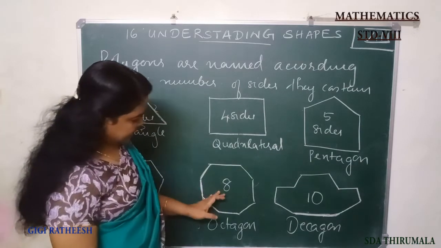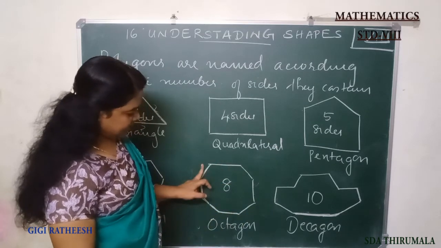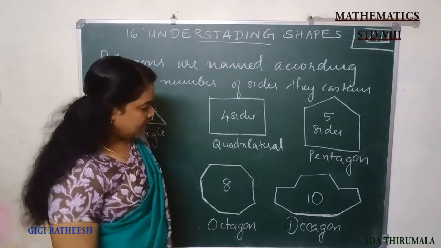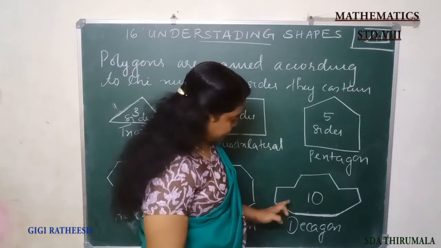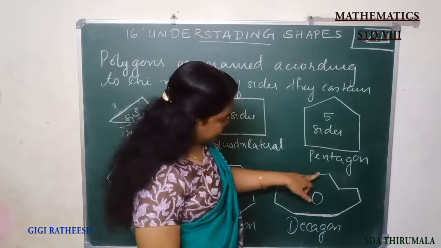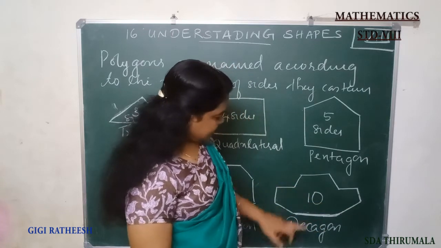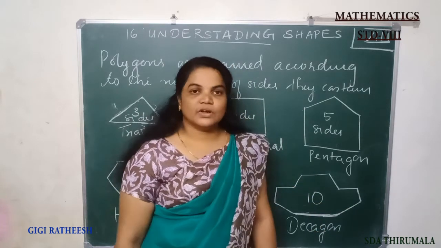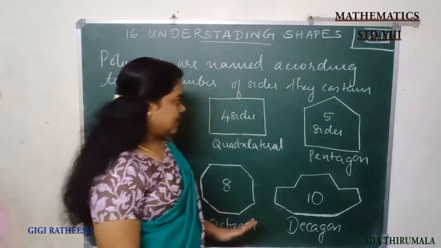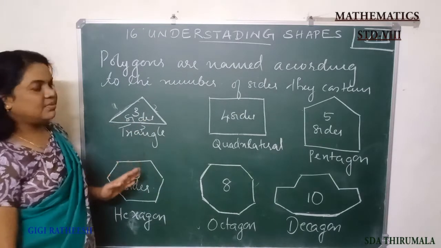And then here it is 8-sided. That is 1, 2, 3, 4, 5, 6, 7, 8. An 8-sided polygon is called an octagon. And then here it is a 10-sided polygon. It looks like a car, is it? That is 1, 2, 3, 4, 5, 6, 7, 8, 9, 10. A 10-sided polygon is called a decagon. That means the polygons are named according to their number of sides.